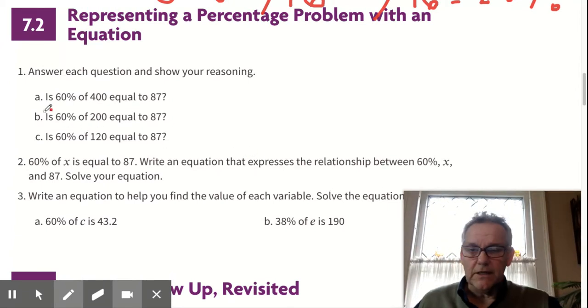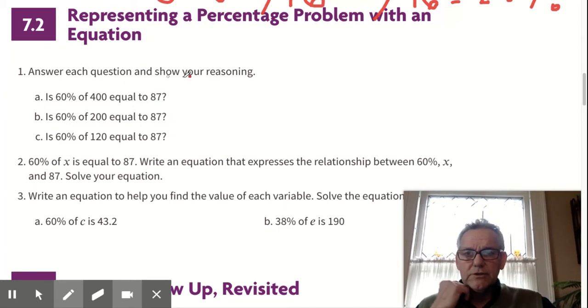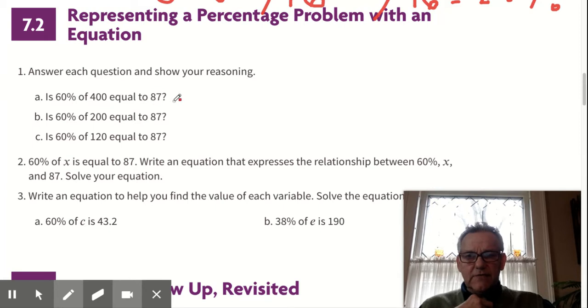We're going to do these together, boys and girls. So answer each question and show your reasoning. Is 60% of 400 equal to 87? Answer the question, show your reasoning. So let's have a look. Well, I know that 50% of 400 is 200. And so 60% can't be 87, because 87 is less than 200.